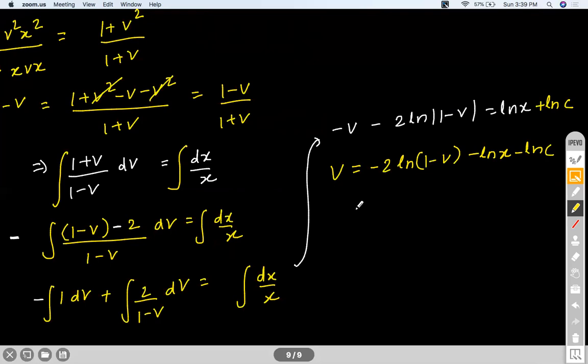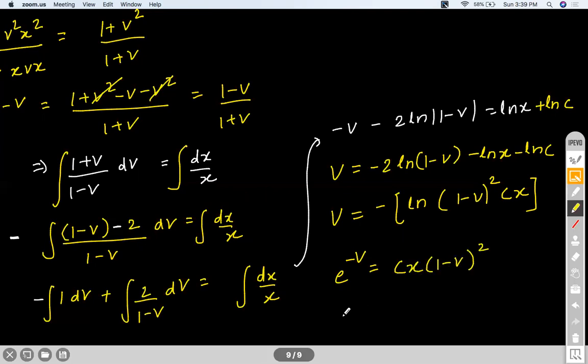So you can further simplify this. V is equal to, in fact, all are negatives. So you can say negative ln 1 minus v the whole square into cx. Correct? So e to the power minus v is equal to cx 1 minus v the whole square. You can substitute your v back now in terms of y by x. So this becomes cx 1 minus y by x the whole square.